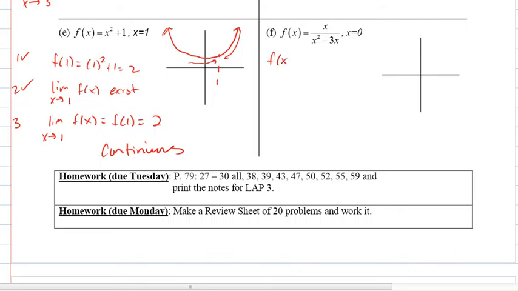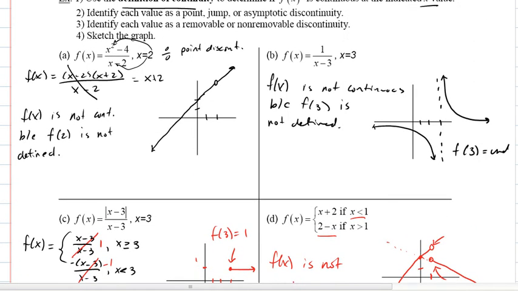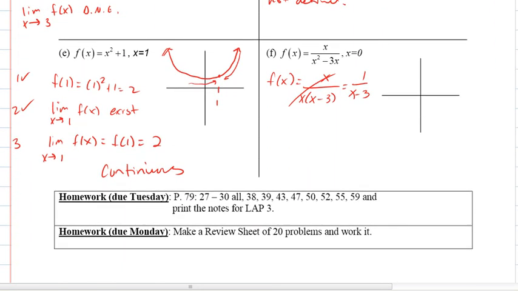For the last example, we have a rational function, but we notice that each of these terms have a common factor of x. So I can write this like that. I can cross out the x's, and now I have 1 over x minus 3, which is the same graph as letter B. So letter B looks like this. We have an asymptote. We have the rational function behaving this way around x equals 3.